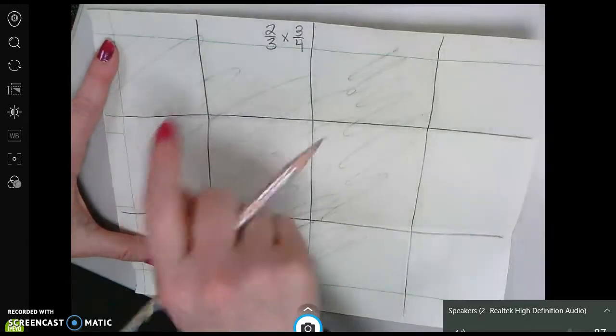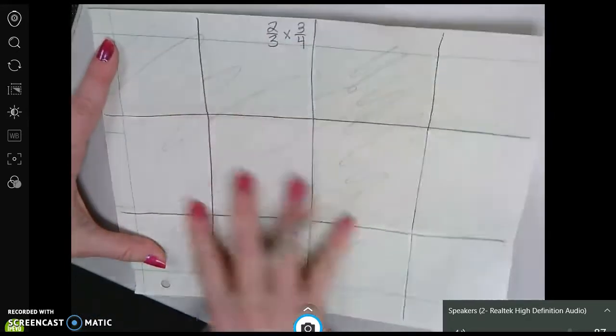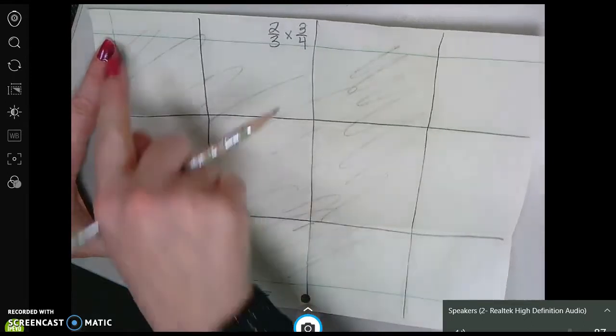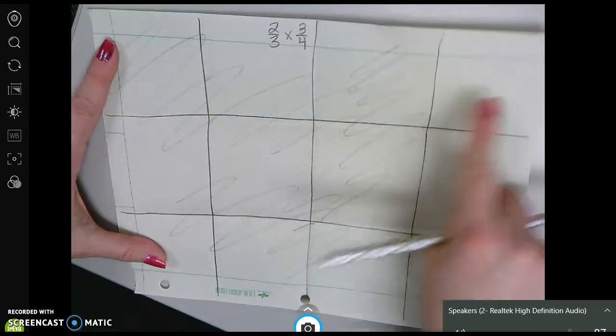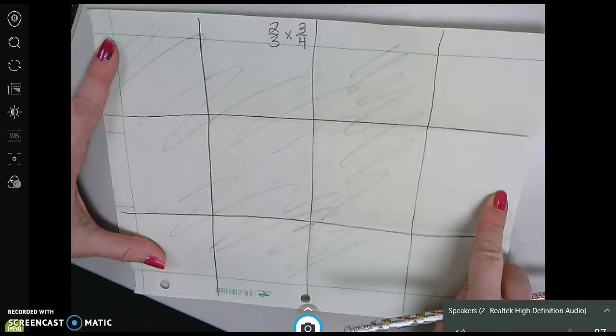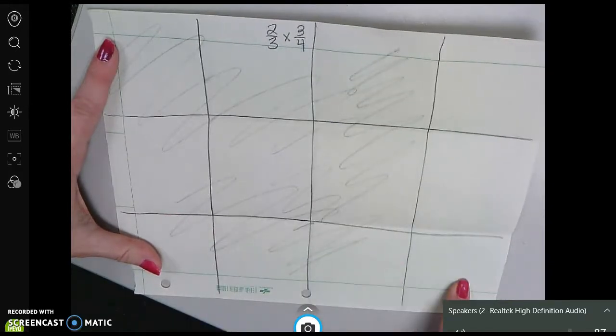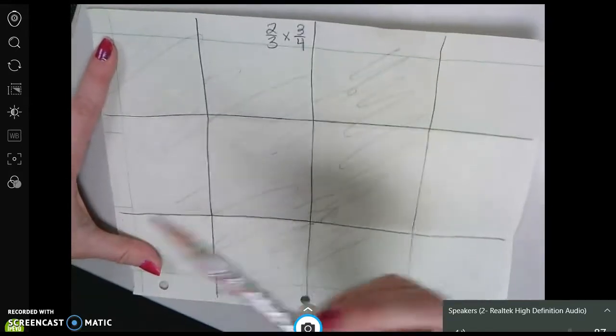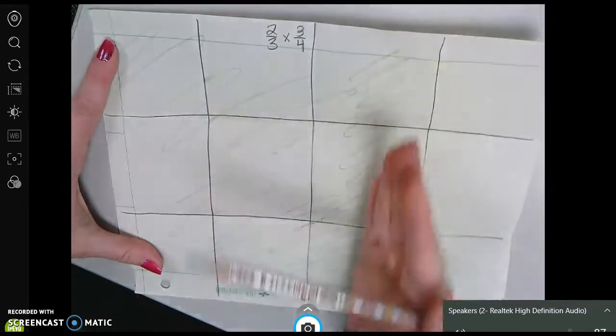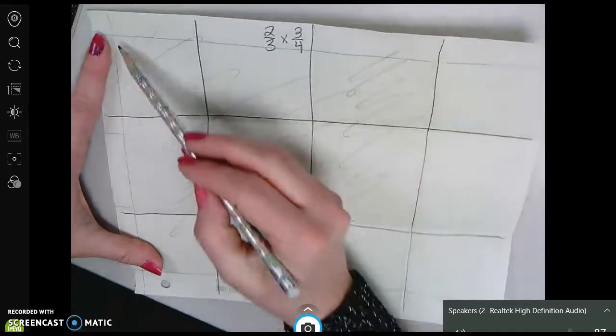And I'm finding 2/3 of the 3/4 I shaded. That would be 1/3, 2/3, 3/3. So I'm going to shade in 2/3 of only the 3/4 I'm looking at.